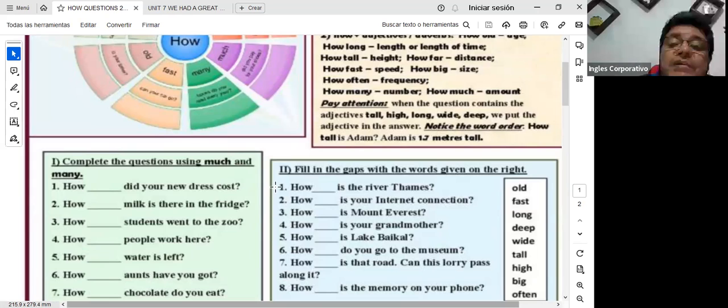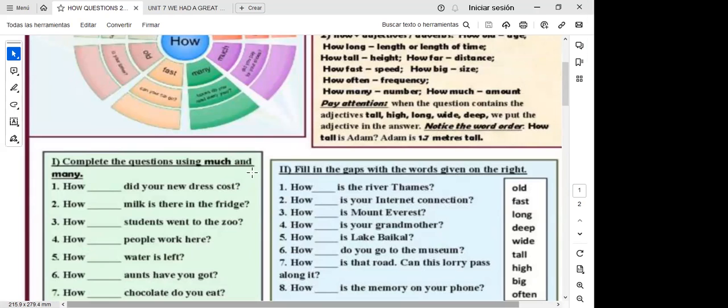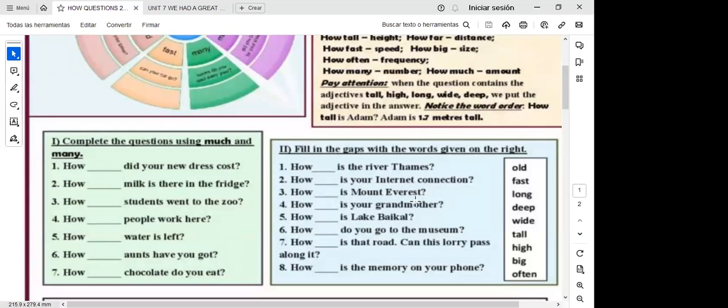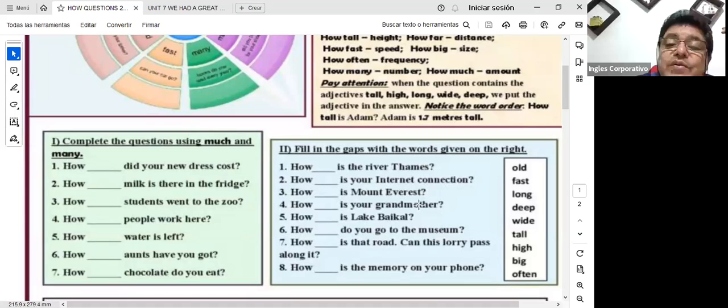But remember, fill the sentences first. Read the possible answers, okay? Read them first, so you can make the question: how old, how fast, how often, how deep. Okay? Try to do it, please.